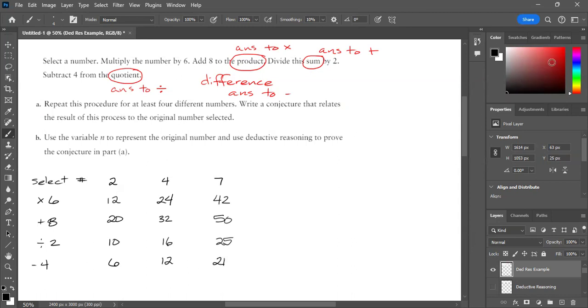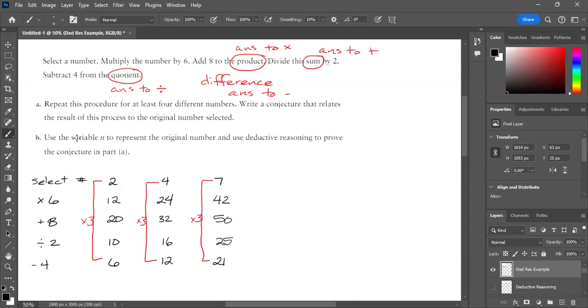Now, do we see a pattern here? When I started with 2, I ended with 6. When I started with 4, I ended with 12. When I started with 7, I ended with 21. It looks to me like if I multiply the first number by 3, I'm going to end up with the last number. So that's probably the pattern. If you follow these steps, you will probably end up with 3 times your original number. That's probably what's going to happen.